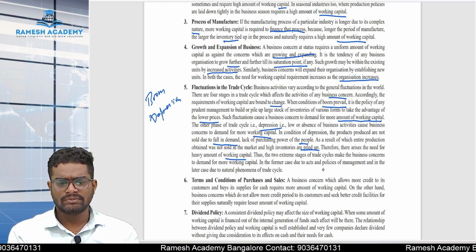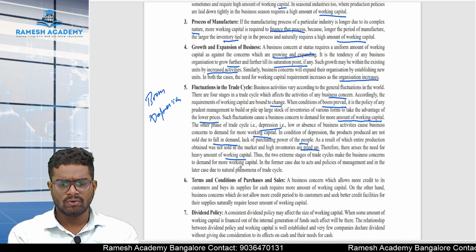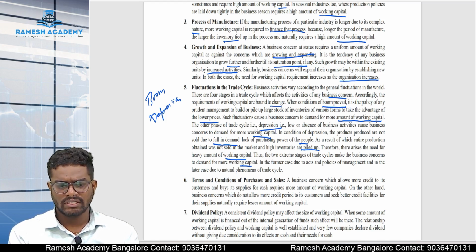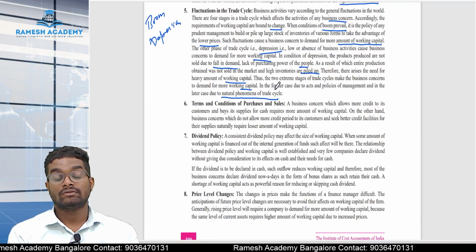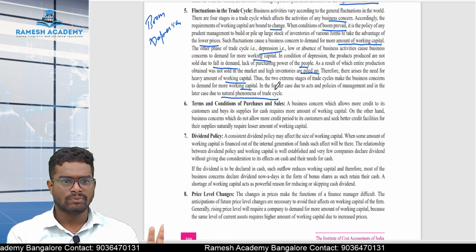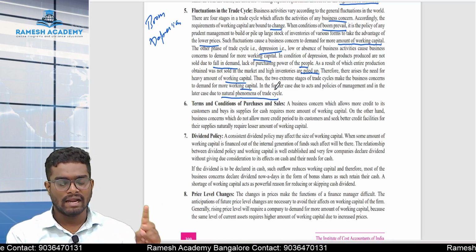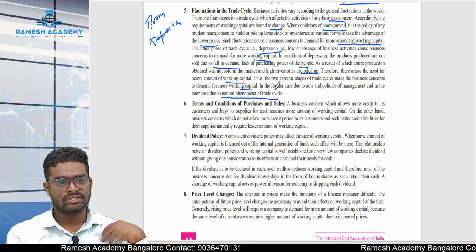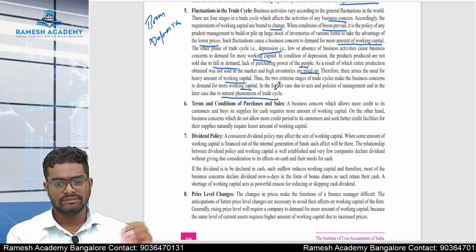Thus, 2 extreme stages of the trade cycle make the business concern demand more working capital. In the former case, it is due to the acts and policies of the management, and in the latter case, due to the natural phenomena of the trade cycle. In both situations, we require a huge amount of working capital. In the second case it is natural because the market is not working. We have the stock, we have the finished goods, but there is no purchasing power with the customer.